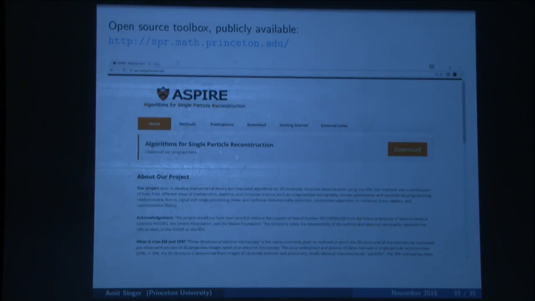Typically, do you know how many different bodies there are, or do you have to guess? Hopefully you can estimate it from the data. So we have some ways of doing it as well.